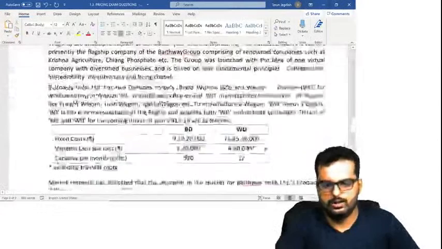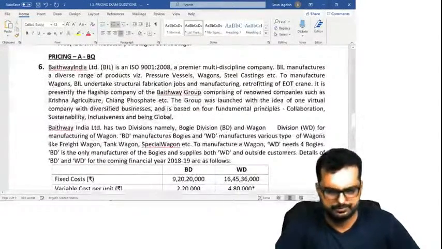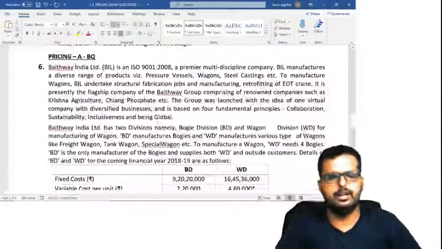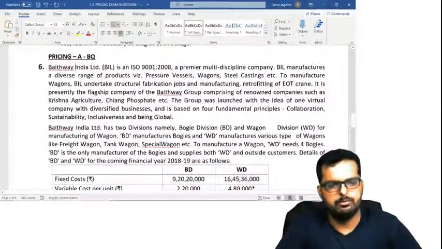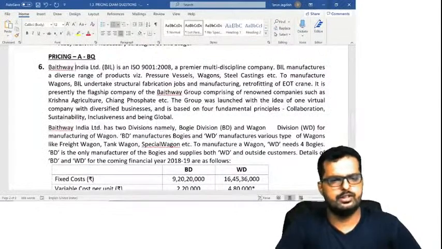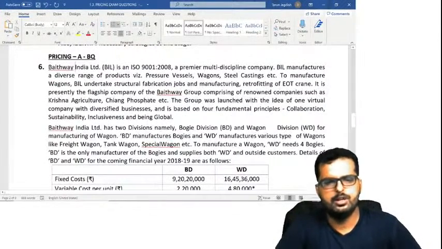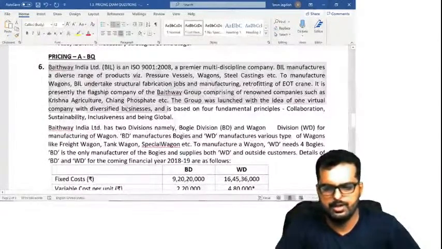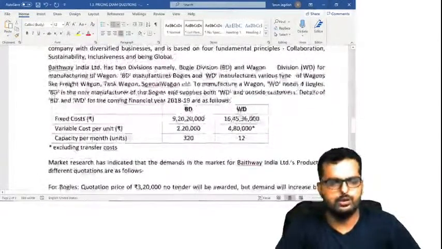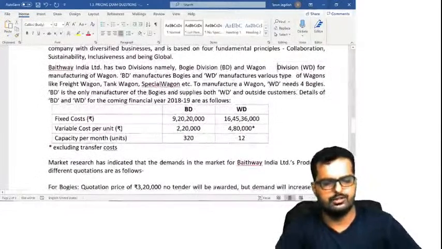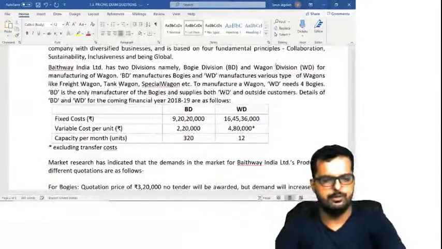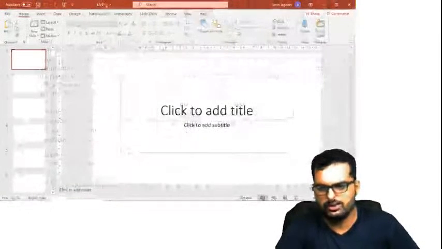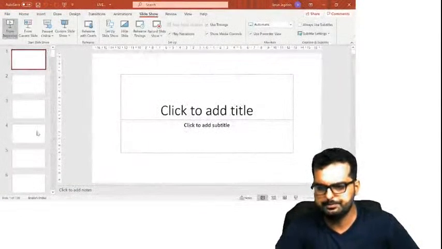Alright friends, let's do it together now. So basically the first paragraph is giving you a lot of details about this company, Byteway India, ISO 9009 multidisciplinary, producing steel castings, etc., and then they are coming down. So the first whole thing is just about the company. This is having two divisions. What are the two divisions? They are having bogie division, and the second one is wagon division. Okay, and for manufacturing of wagon, let's put a chart so that we can understand these questions better.